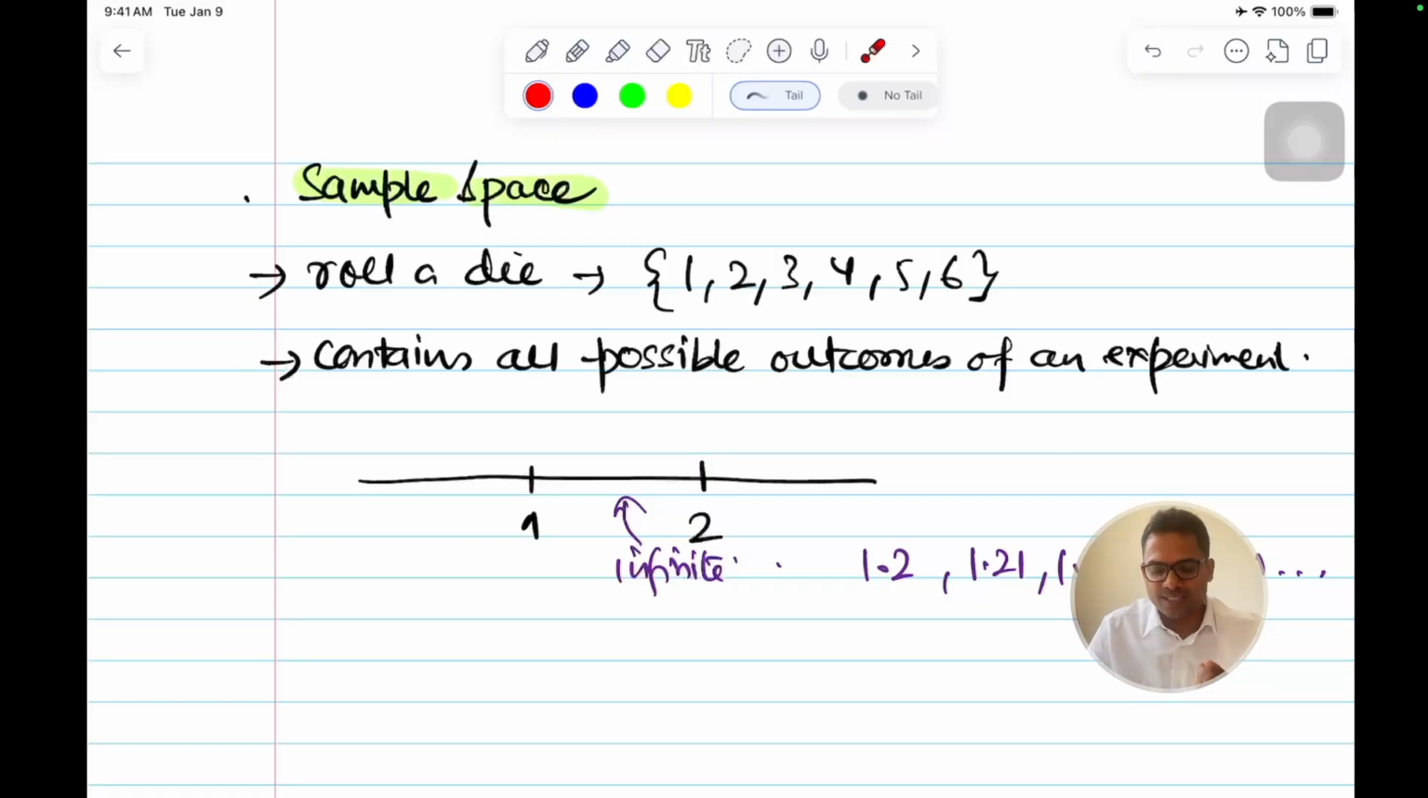Okay, when you do an experiment. So my experiment, for example in this case, is to find any number between 1 and 2, and there can be infinite such numbers. Okay, so this is the sample space.